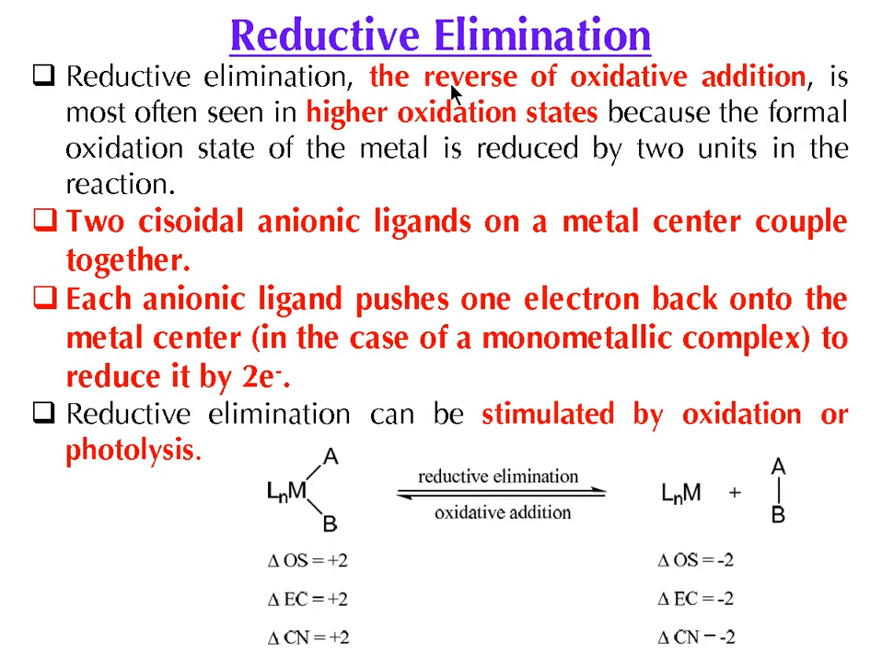Reductive elimination is the reverse of the oxidative addition, and it occurs in general in the higher oxidation state because the formal oxidation state of the metal is reduced by 2 units in the reaction. For a complex LnMAB, the reductive elimination will form LnM plus AB. To note that A and B should be in cis position. So the oxidation state, the electron counting and the coordination number are decreased by 2.